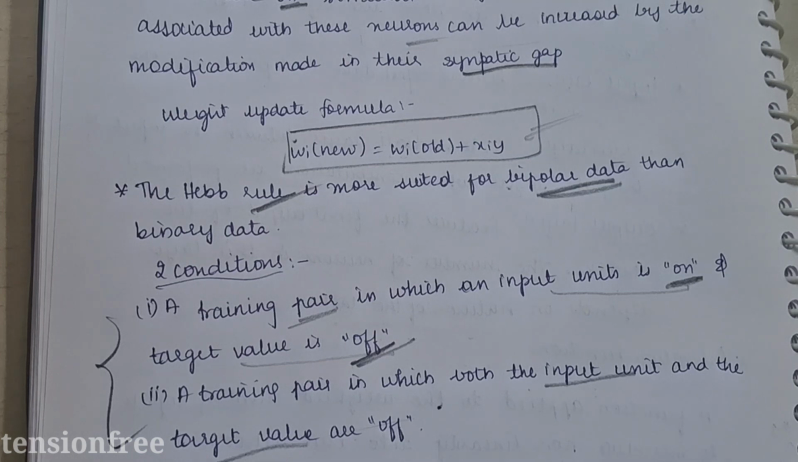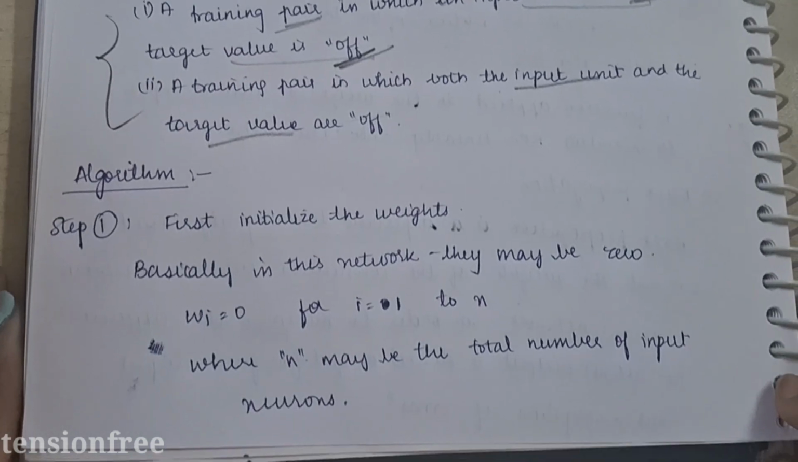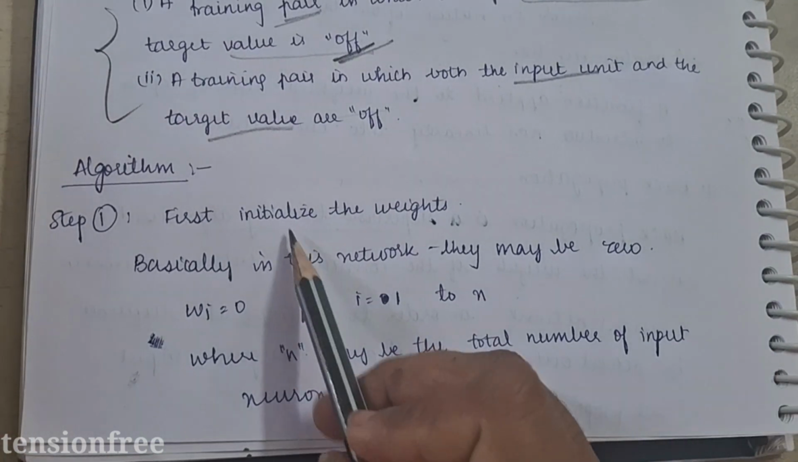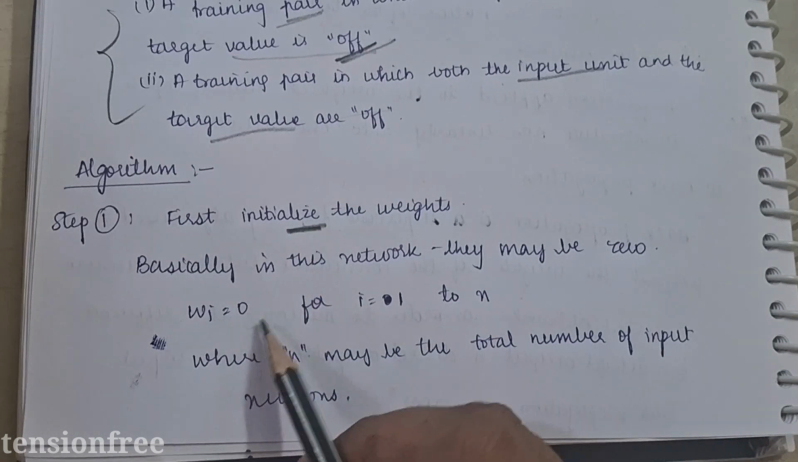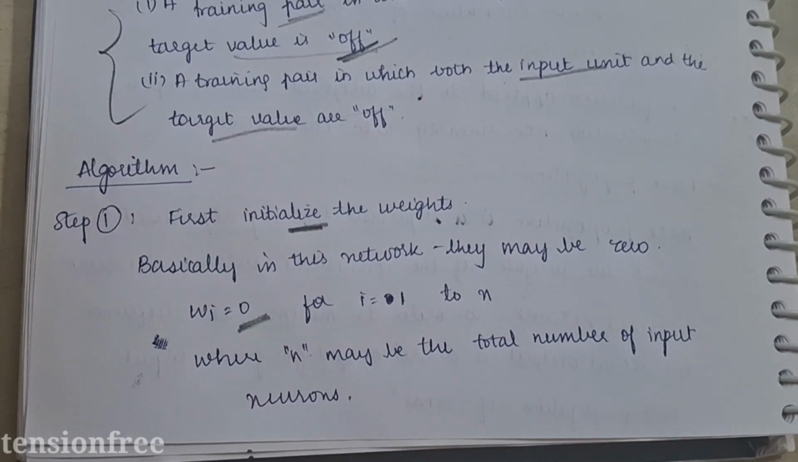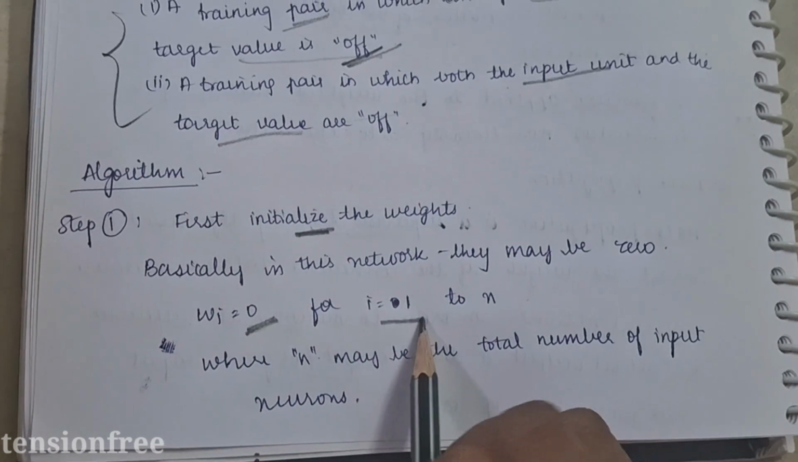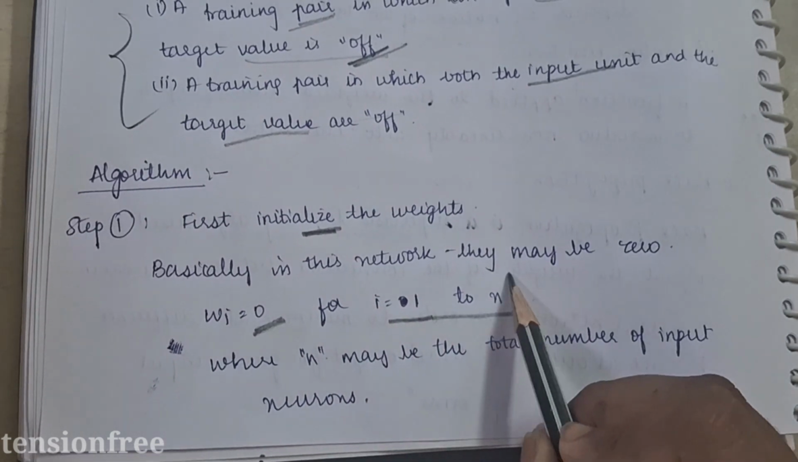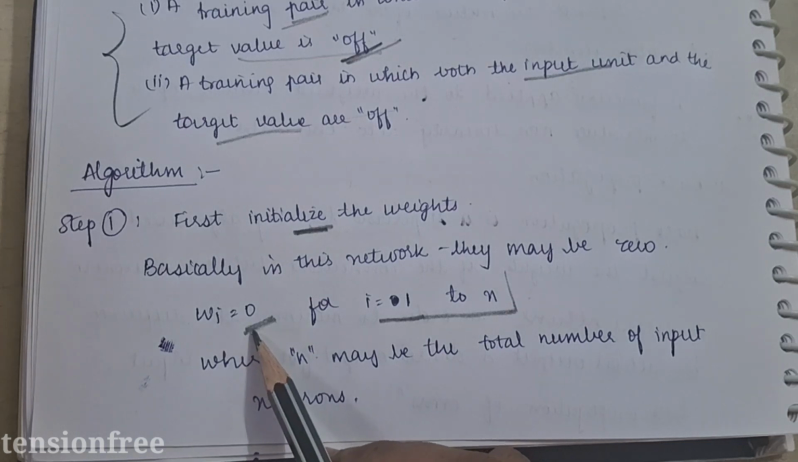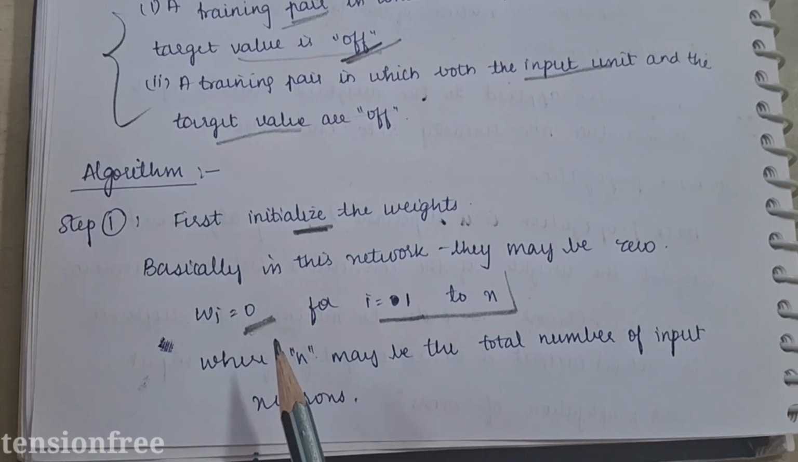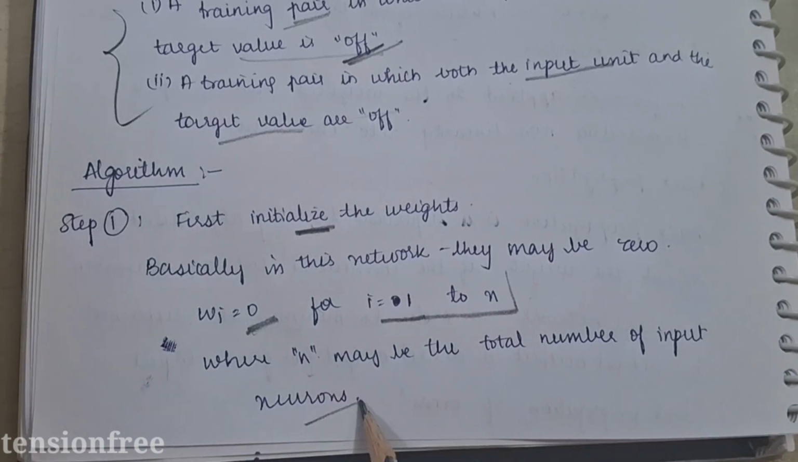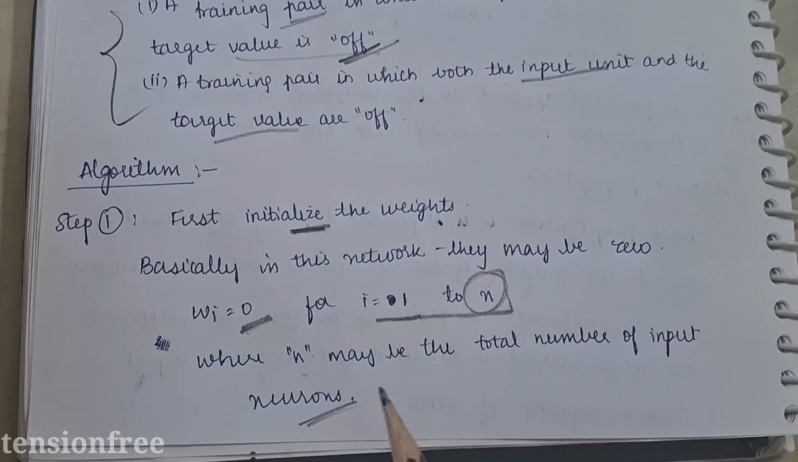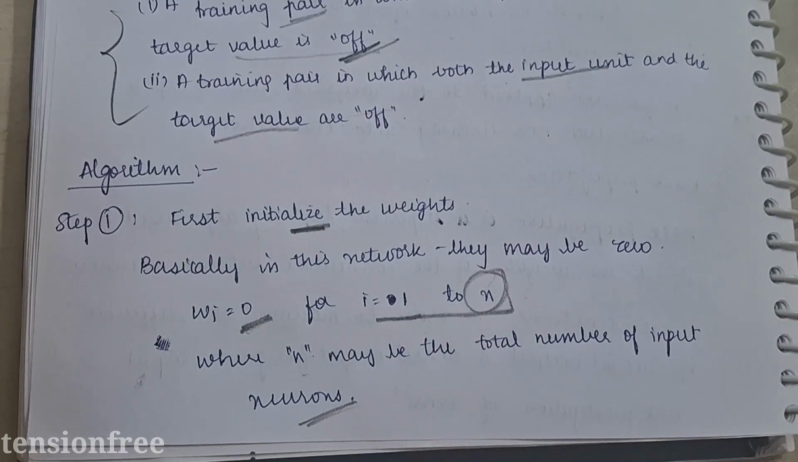After defining the Hebb network, we need to write an algorithm for it. What is the first step? We need to initialize the weights. The weights should be initialized such that wi is equal to 0 for i equals 1 to n. Every weight of the network starts at 0, where n is the total number of input neurons. These are the input neurons of the network.